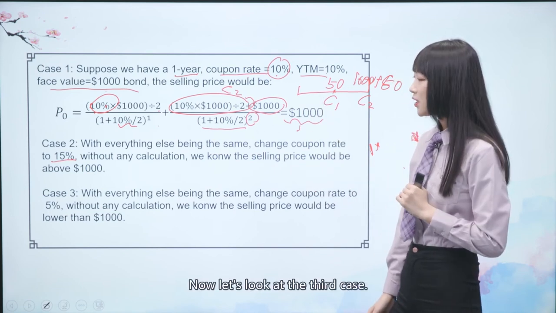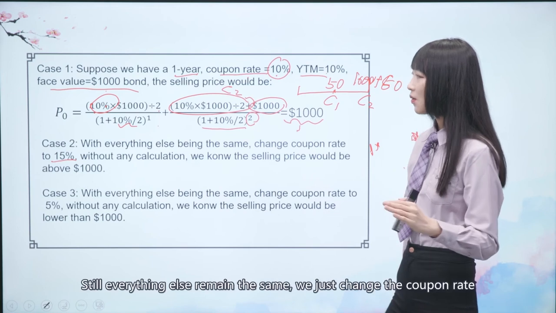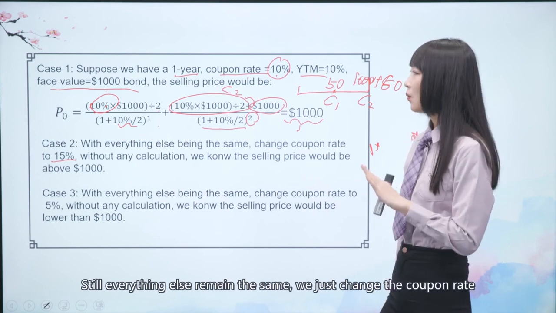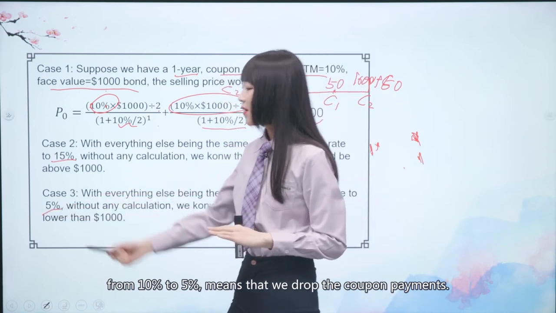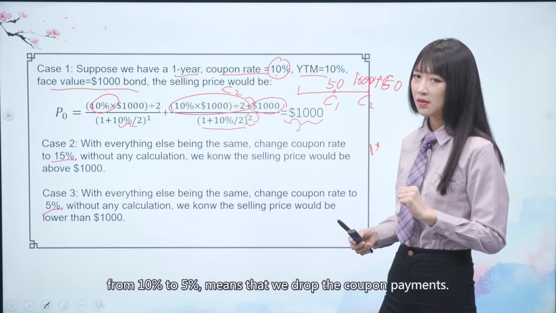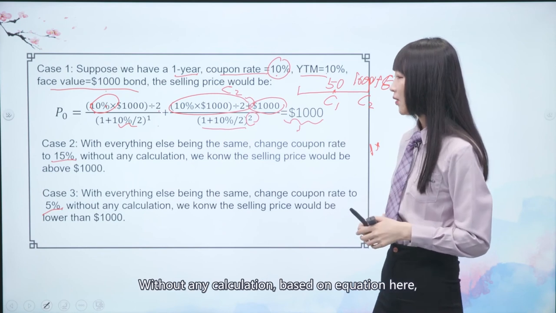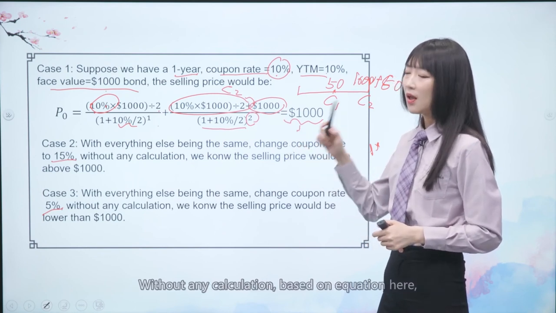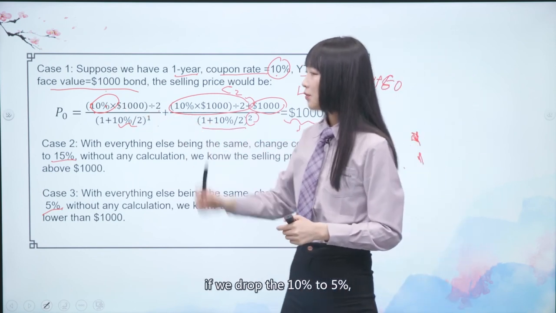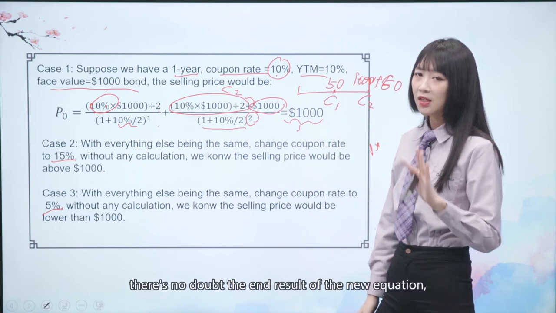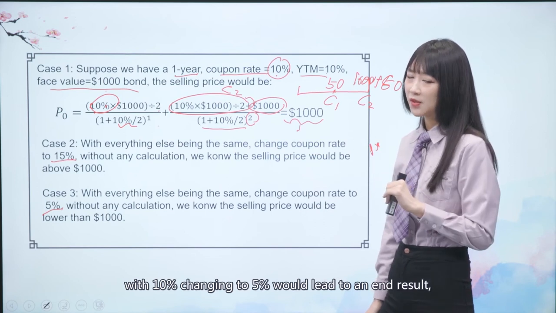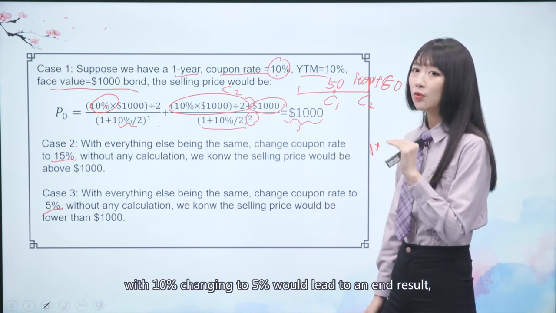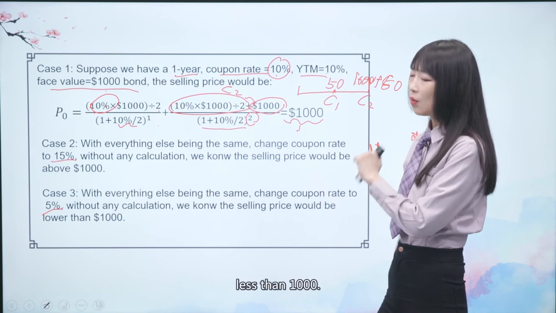Now, let's look at the third case. Still, everything else remains the same. We just change the coupon rate from 10% to 5%, which means that we drop the coupon payments. Now, without any calculation, based on the equation here, if we drop the 10% to 5%, there's no doubt the end result of the new equation would lead to an end result less than 1,000.